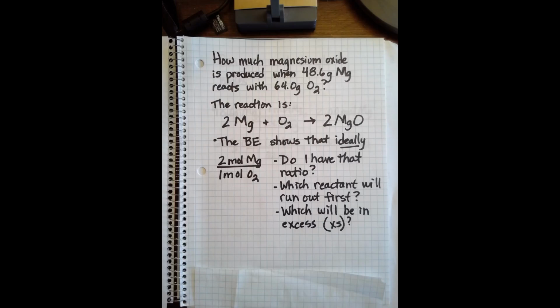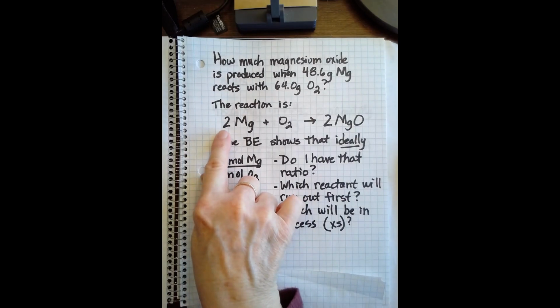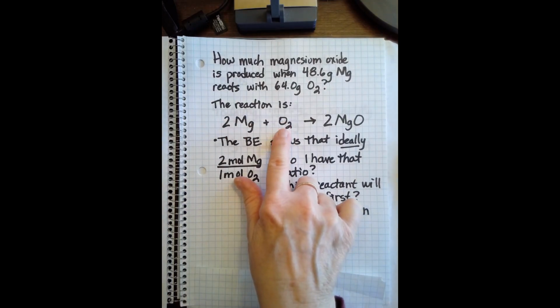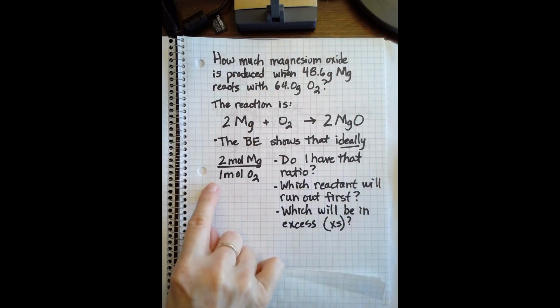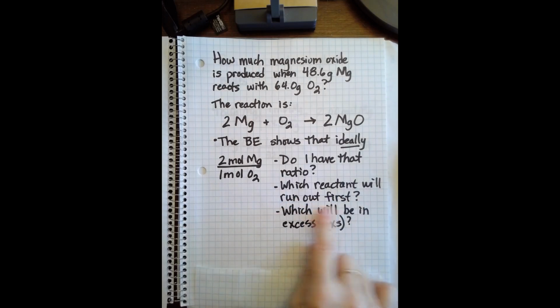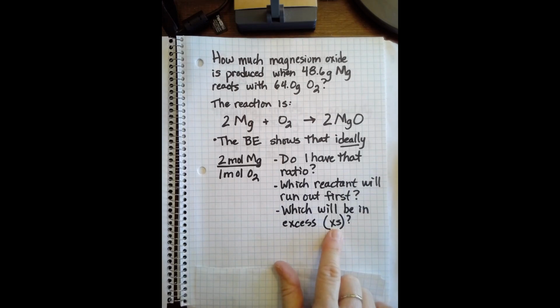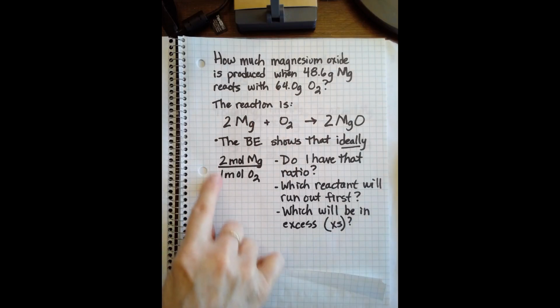All right, so let's look at this. The balanced equation shows that ideally, in a perfect situation, 2 moles of magnesium reacts with 1 mole of oxygen, 2 to 1. Do I have that ratio? That's what we're going to determine. Which reactant will run out first and which will be in excess. And you might see me write that excess, an X and an S, not extra small, but excess. So this is what we have to determine.